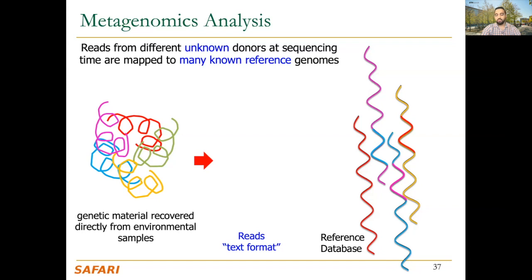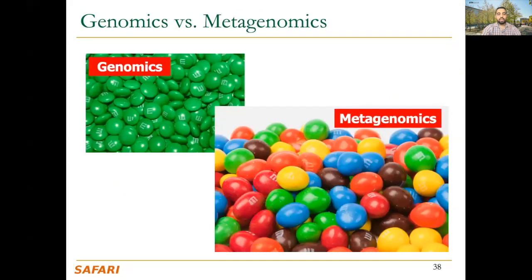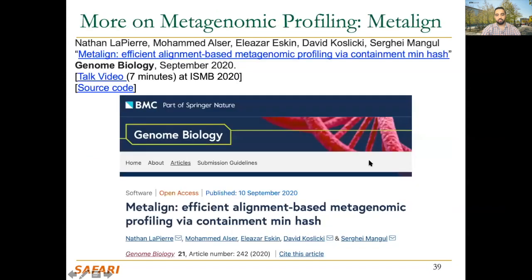Reads from different unknown donors at sequencing time are mapped to many known reference genomes. So you have a database of reference genomes, and then you try to do the mapping to all of these. Now, you can think about this as M&Ms. So you have genomics, all similar. When you do the mapping, you use one reference genome to represent all of these. But in metagenomics, you have a collection of reference genomes.